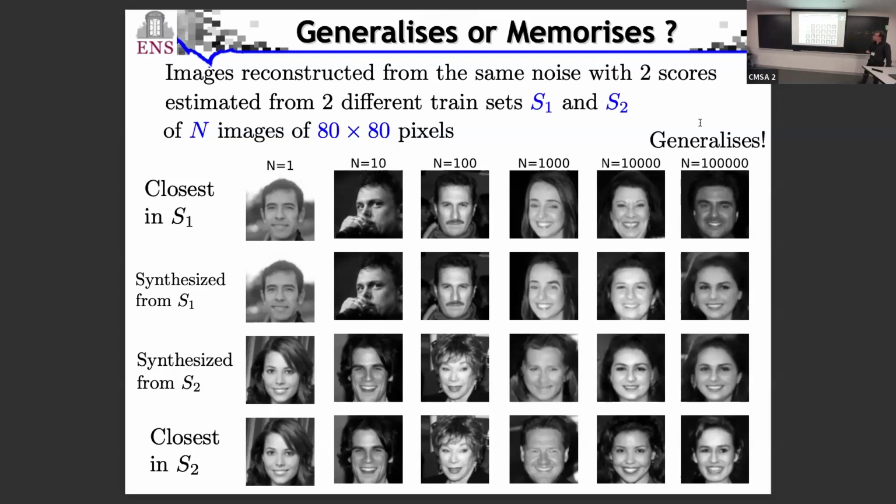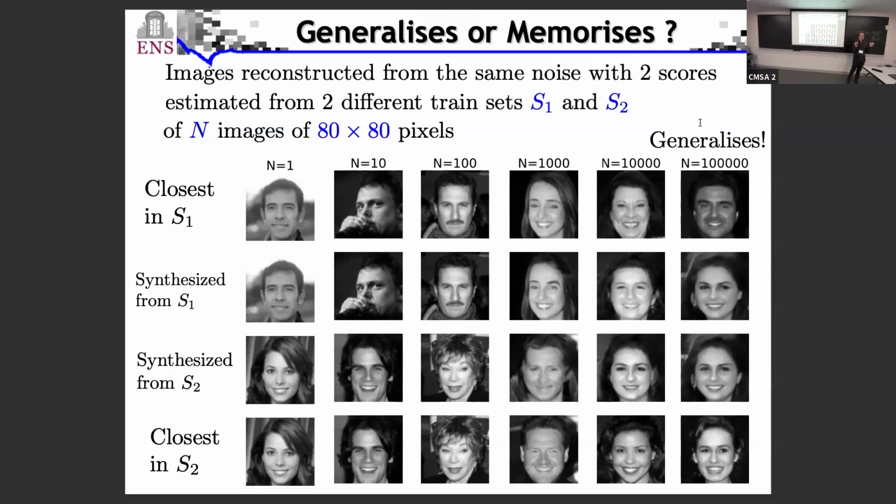100,000 images, boom, something different happens. The two networks are reconstructing essentially the same image. This means that they indeed learn the transport, which is now nearly independent from the samples that were used in the training. And if you look in your database for the closest images, they are totally different.